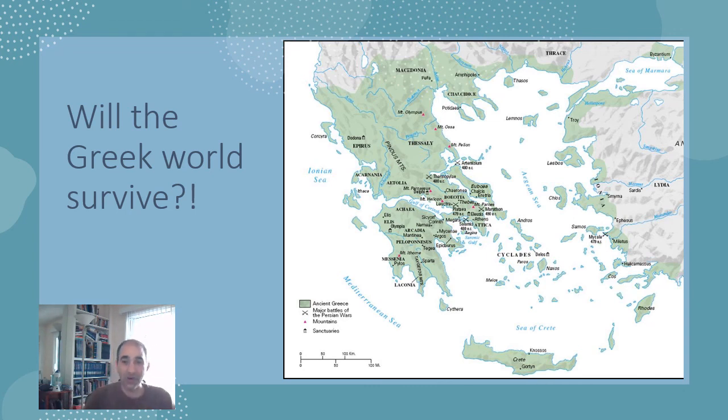So here we are around 480 BC. The Persians had recovered from the battle of Marathon. They have this massive empire behind them. They had just defeated the Spartans. They had just entered Athens. They had just burnt much of Athens to the ground. And the question for us is, will the Greek world survive this Persian war? And the answer to that is going to come up in our next lecture.